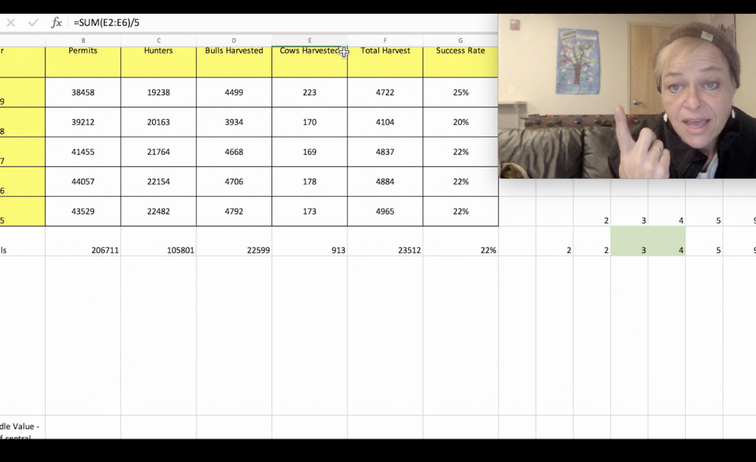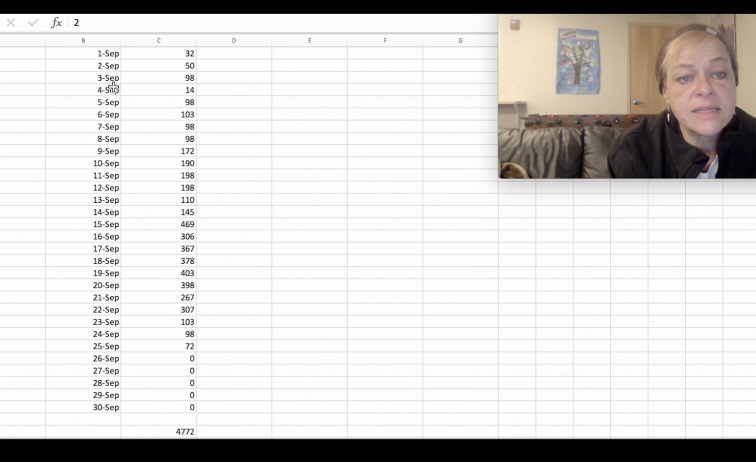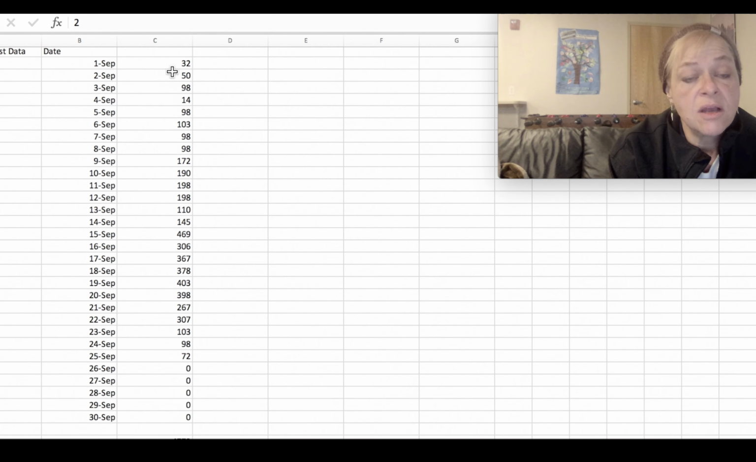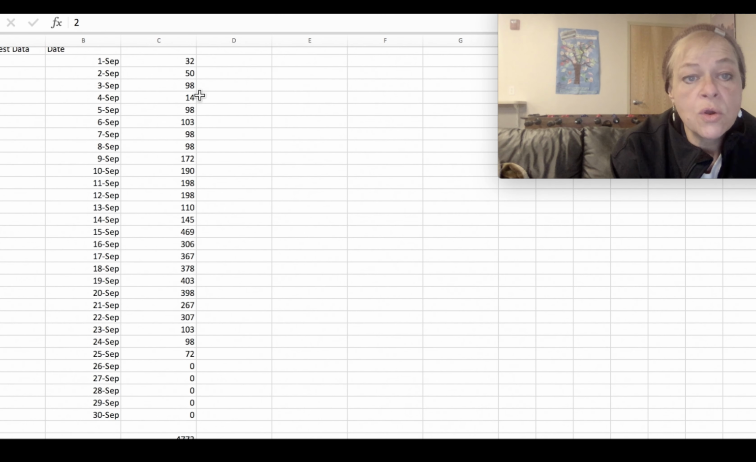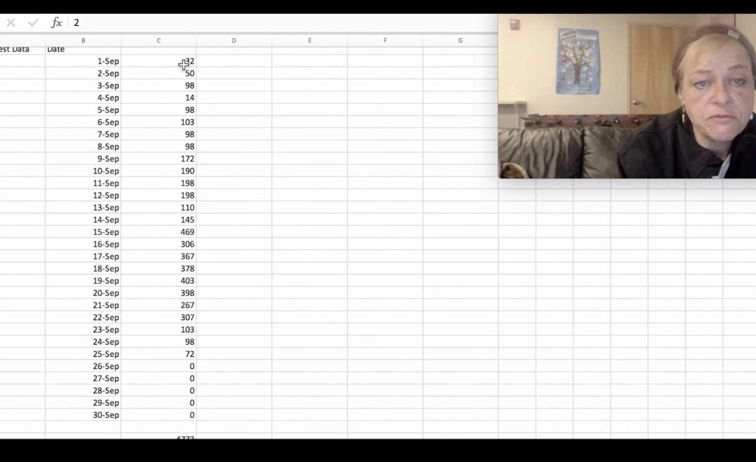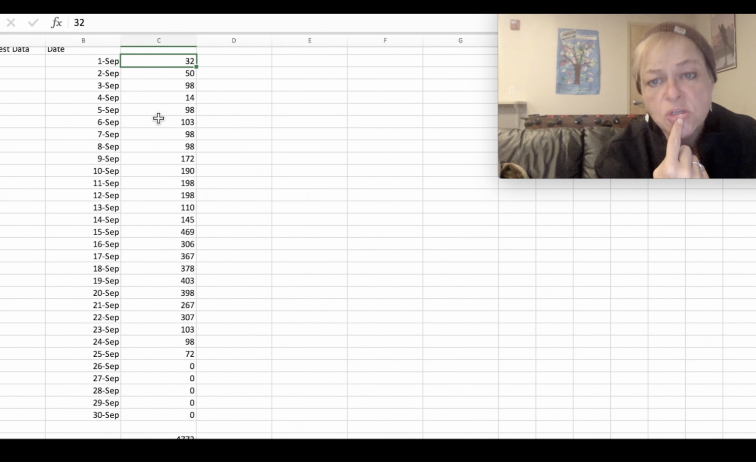I'll scroll down a little farther. This is not actual data. This is just an example of what we would do to find the mode. Let's take the month of September because that is typically when the general moose season is open. And if we pretend that 32 moose were harvested on September 1st and 50 on September 2nd and so on and so forth, in order to find the mode, we would need to look and see what is the frequency of 32 moose harvested in one day.